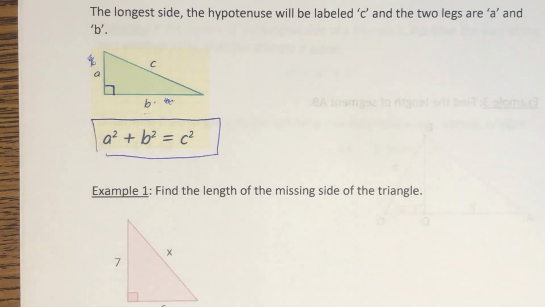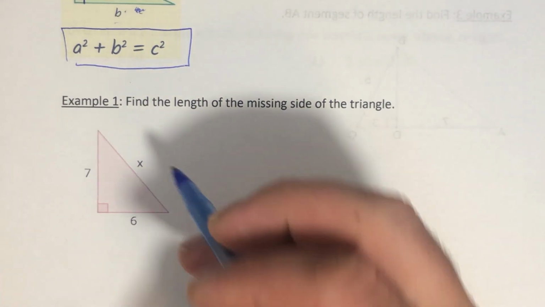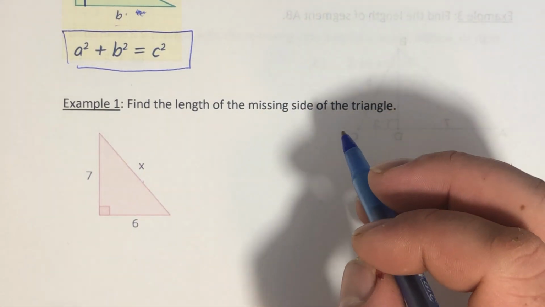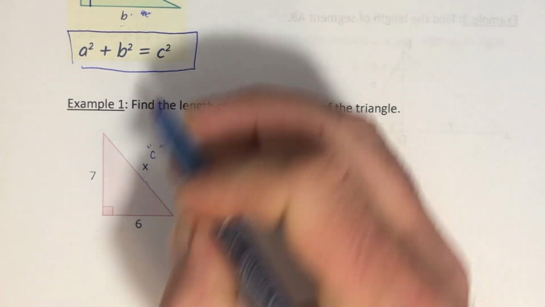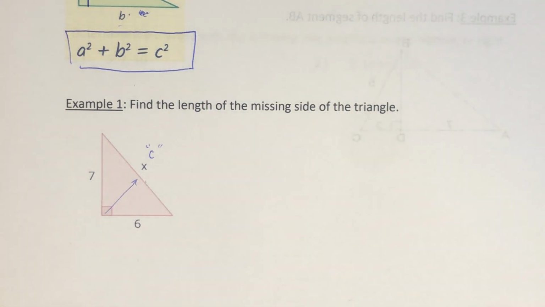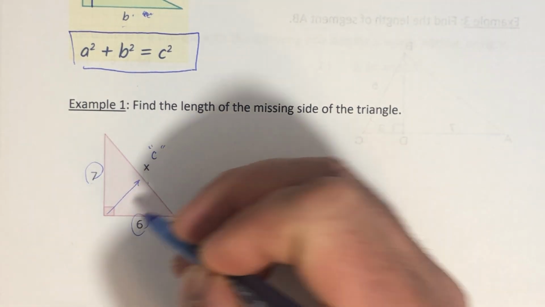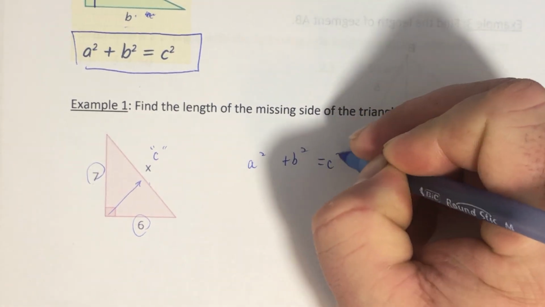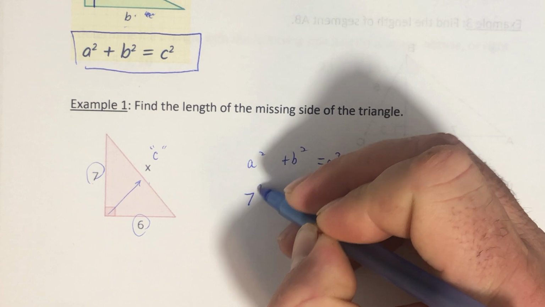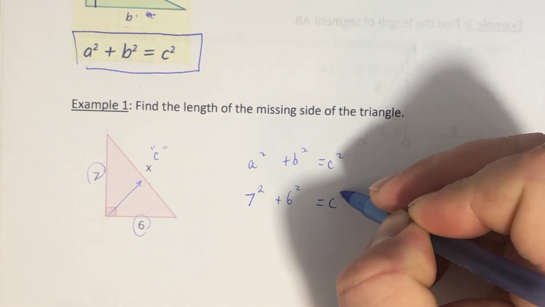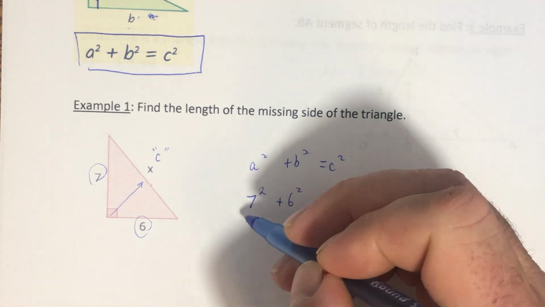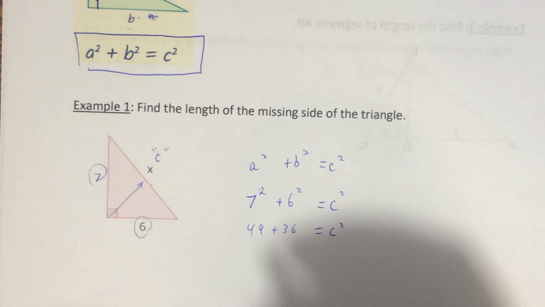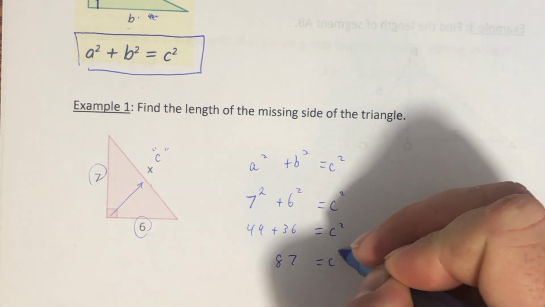So I'm going to come down here, example 1. We just want to find the value of the missing side, x. In this case, we first want to identify what our c is. This is my c because it's opposite the right angle. So the 7 and the 6 have to be my a and b. So I'll do a squared plus b squared equals c squared. a is 7, b is 6, and we're looking for c. 7 squared is 49, plus 36 equals c squared, so 87 equals c squared.